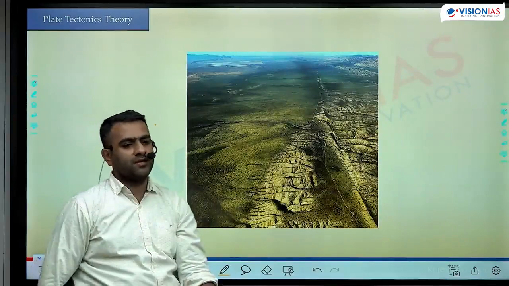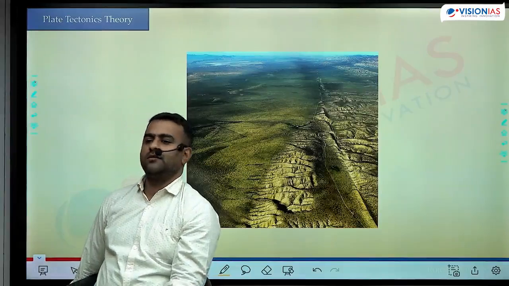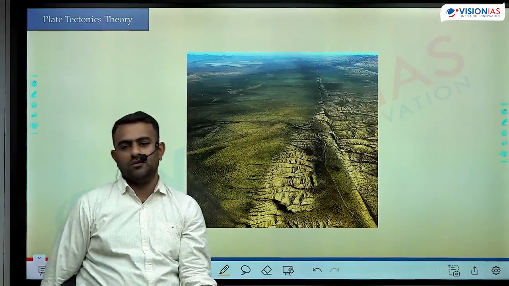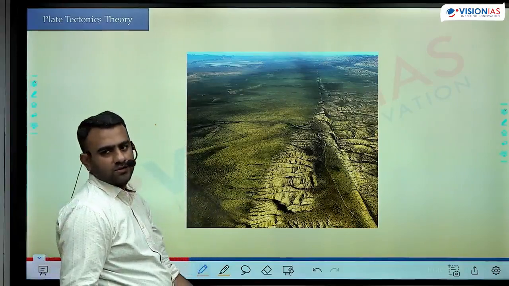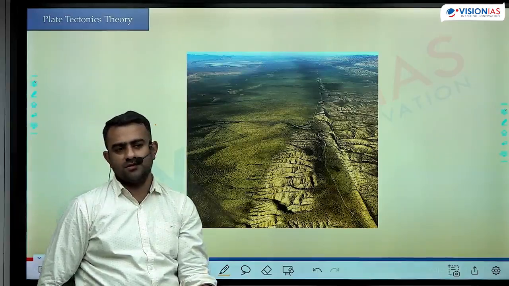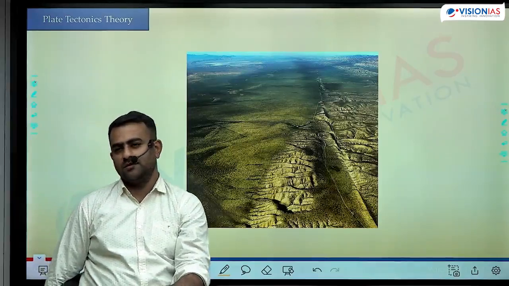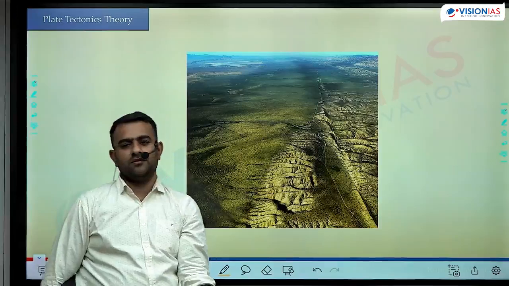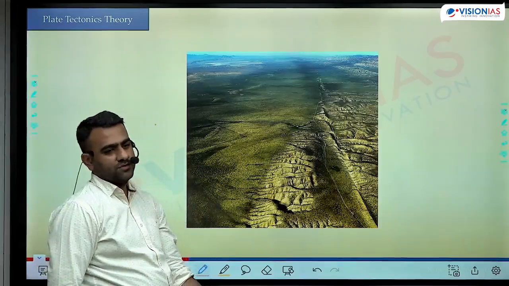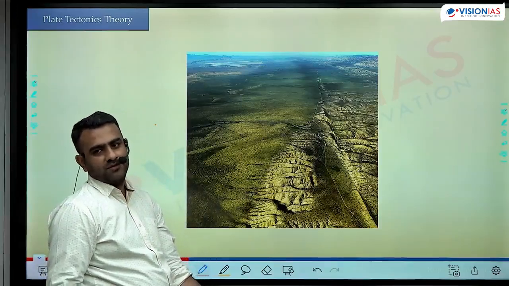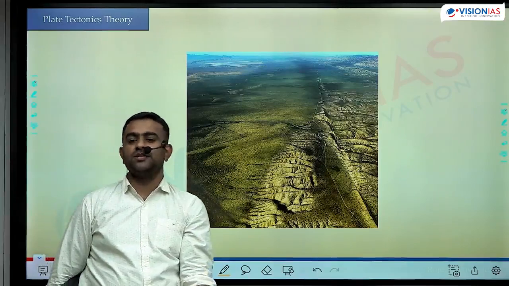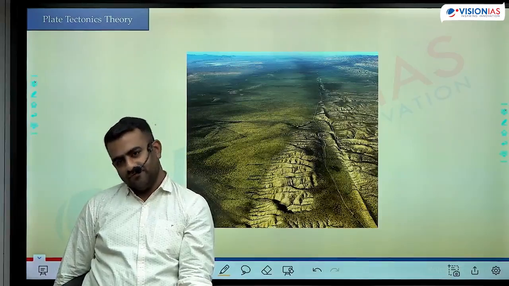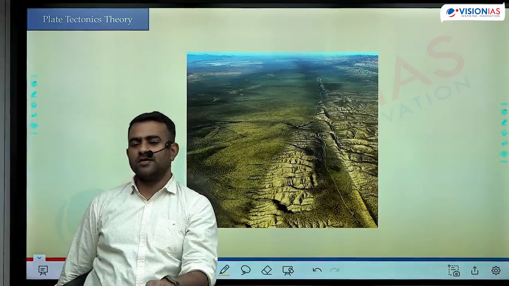So what kind of earthquakes do you find along the continent divergence? Shallow earthquakes? Yes or no? Intermediate earthquakes? Continent convergence. Intermediate earthquakes also, because of partial subduction. But there are no deep-seated earthquakes, because there is no subduction. है ना? Volcanism तो है ही नहीं.